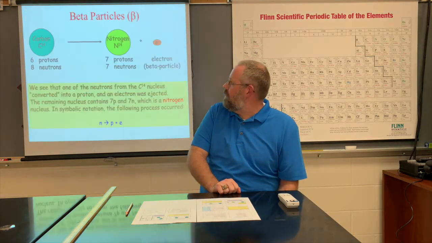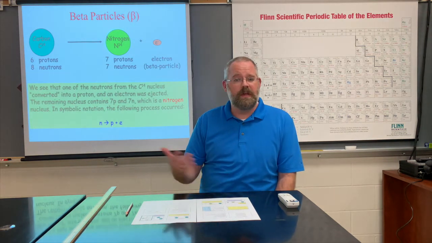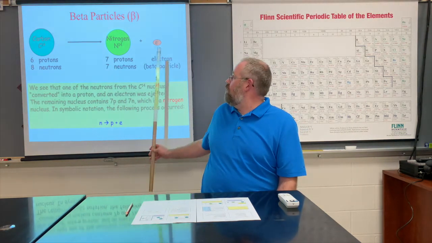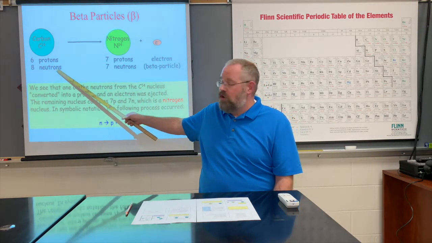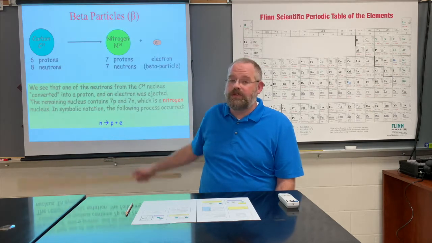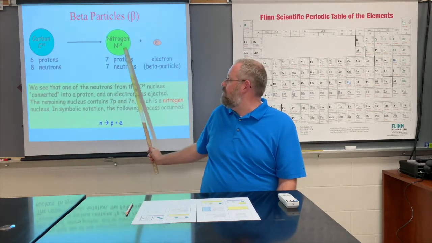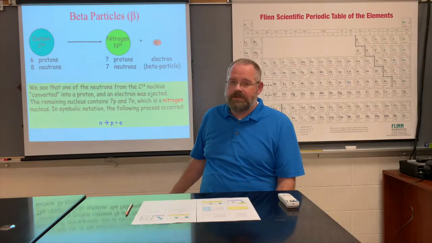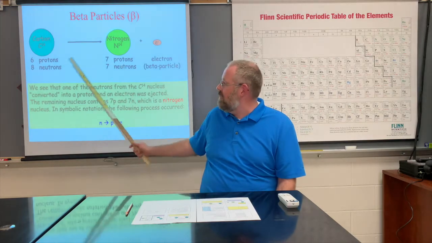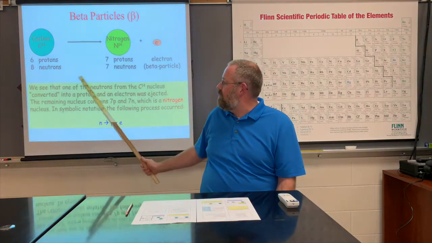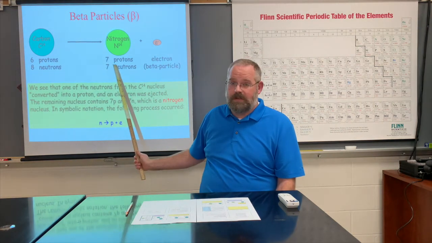All right. Next, we have beta particles. Beta particles are essentially an electron. We get beta particles when a neutron turns into a proton. So if you look here, I've got carbon-14 and nitrogen-14. My number of particles did not change. What does change is the types inside. A neutron turns into a proton. So 8 neutrons become 7, and 6 protons become 7.